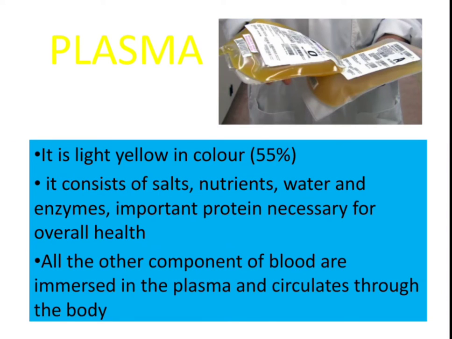Then come plasma. Blood plasma is light yellow in color. It is composed of 55% of our blood. It consists of salt, nutrients, water, enzymes, and important proteins necessary for overall growth. All the other components of the blood, such as the WBC and RBC, are immersed in the blood plasma and circulate through our body.